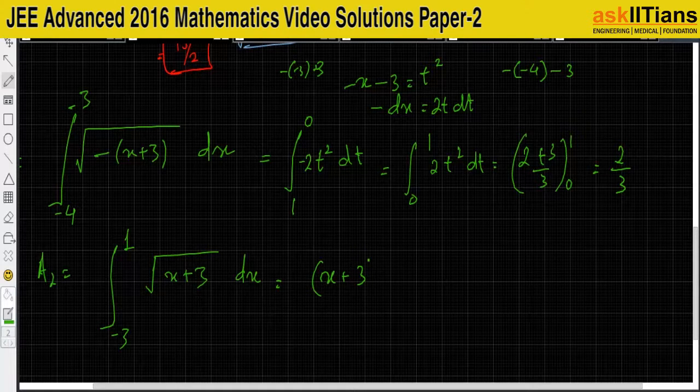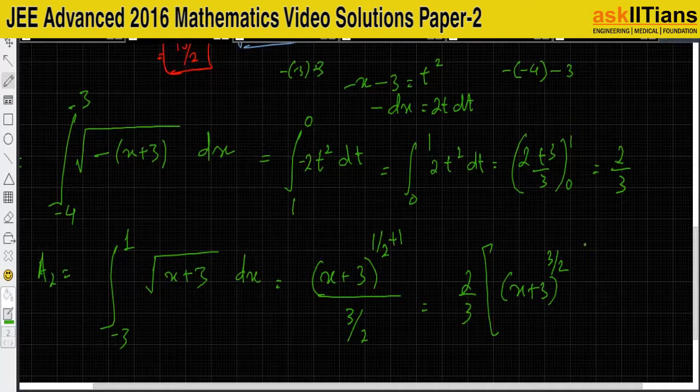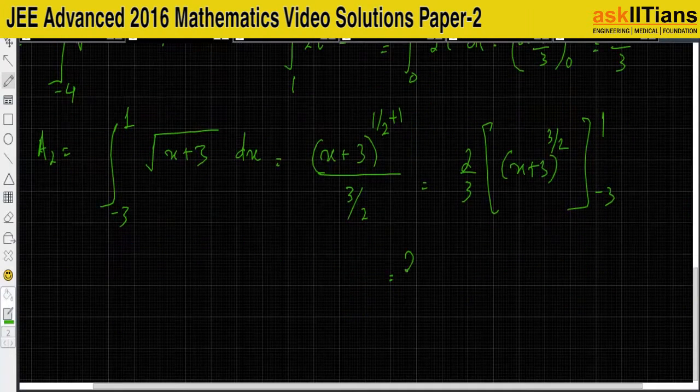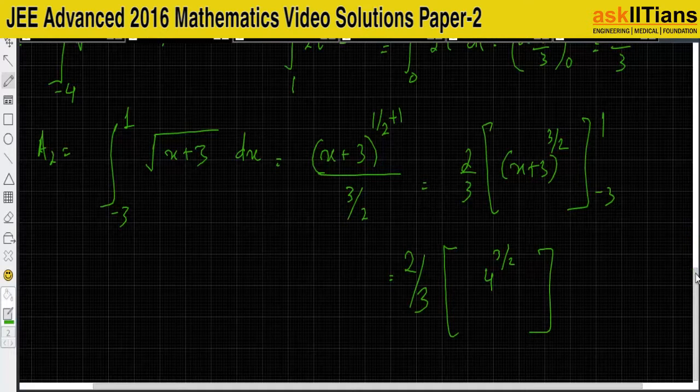This I can directly integrate, right? No need to substitute and all that. This is 1 by 2 plus 1, and denominator will be 3 by 2. So basically I'll get 2 by 3 x plus 3 power 3 by 2. And what are the limits? Limits are 1 and minus 3. So put the limits, I'll get 2 by 3, and here I'll get 1. So 4 power 3 by 2, and if I put minus 3, I'll get 0, right? So that part will be 0. So 4 power 3 by 2 will be 2 square. So 2 power 3, that is 8. So 16 by 3. This area will be 16 by 3.